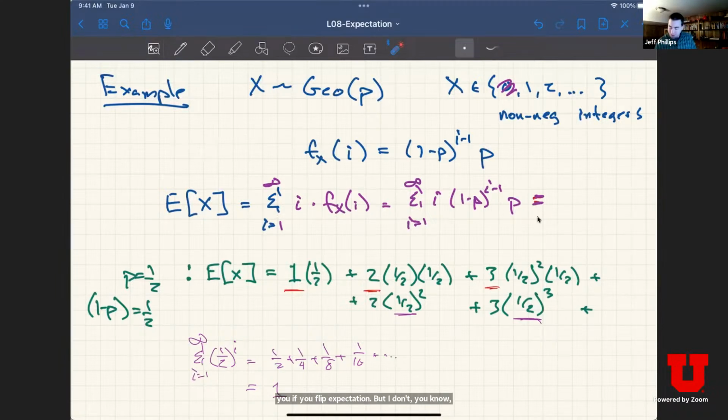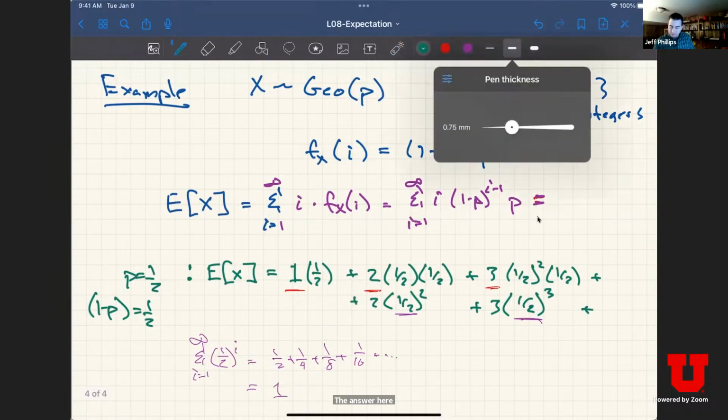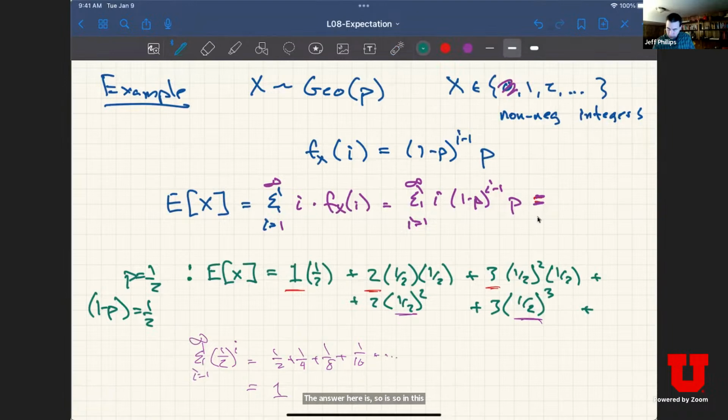And so it turns out the answer here is 2. So the expectation of X with a fair coin is going to be equal to 2. If you flip a fair coin, you expect on average, after 2 flips, about half of them are going to be heads. So you expect to get a heads after 2 flips.